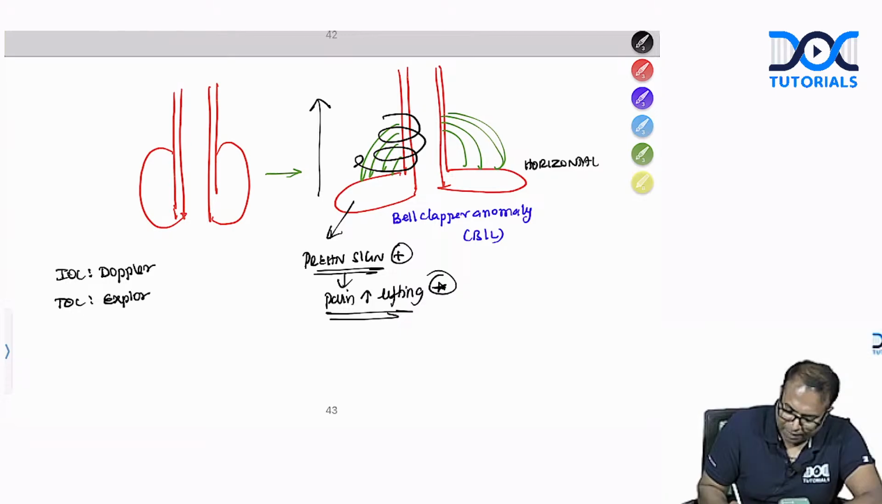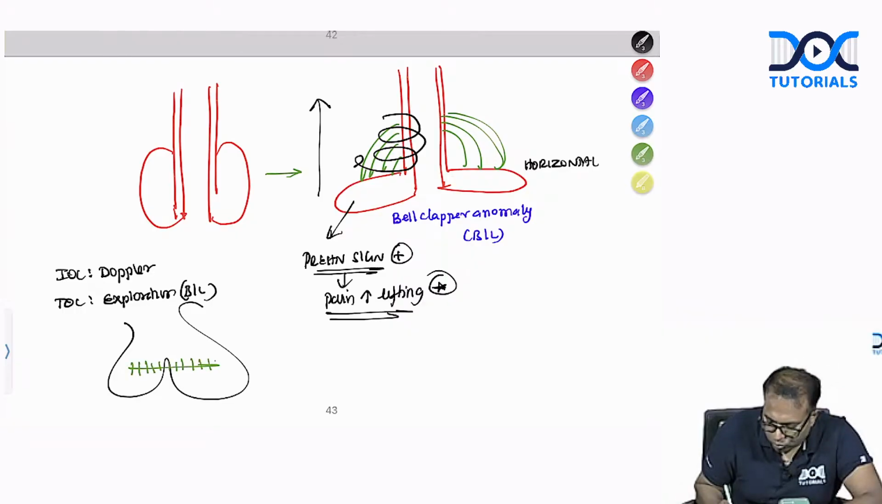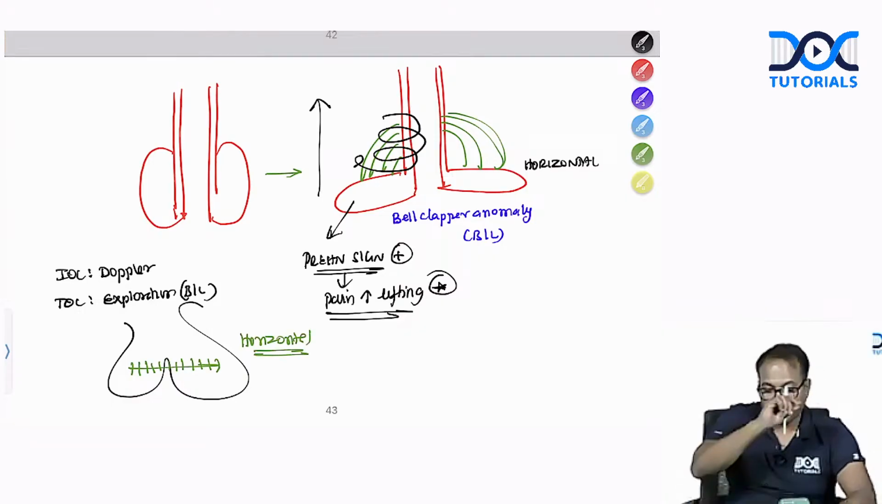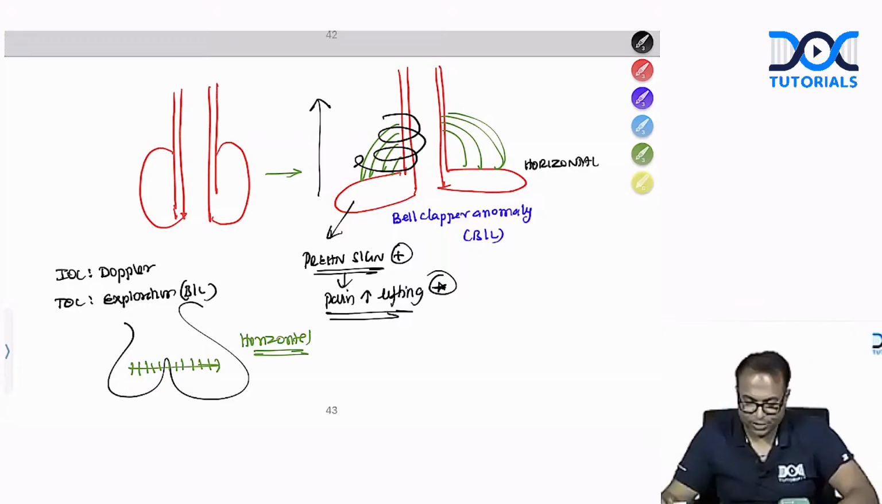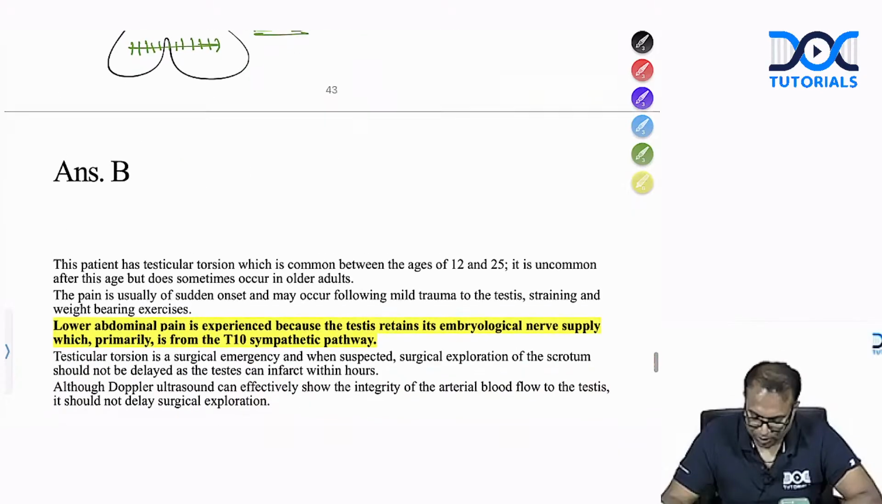Exploration should be done bilaterally. Bilateral exploration is by which incision? You should put a horizontal incision like this for opening both sides of the scrotum. Open bilaterally by putting a horizontal incision. You should explore both the testes by a horizontal incision.